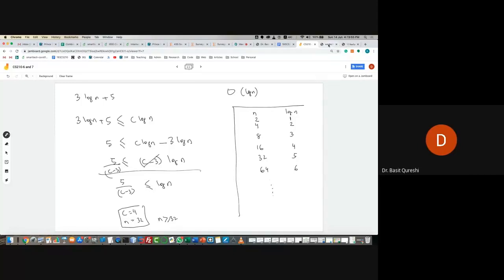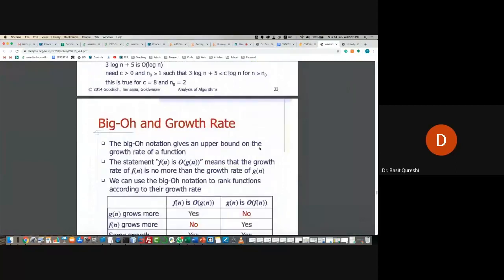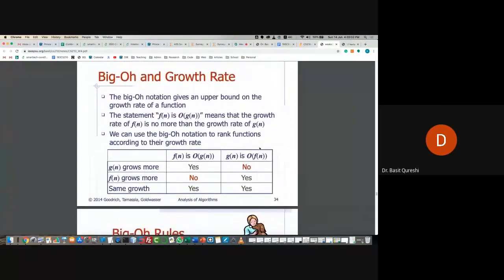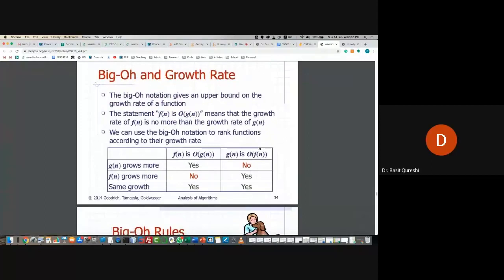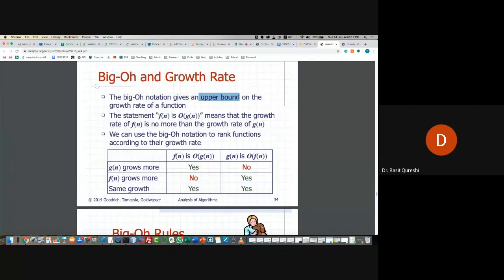Okay, so these were just some examples. Now, this is the relationship between big O and growth rate. Big O always looks at the upper bound. Remember I told you that there are always 2 bounds, the upper bound and the lower bound. Upper bound is close to the worst case scenario. Lower bound is close to the fastest possible time or best case scenario. Big O is always talking about the upper bound or the worst case scenario.